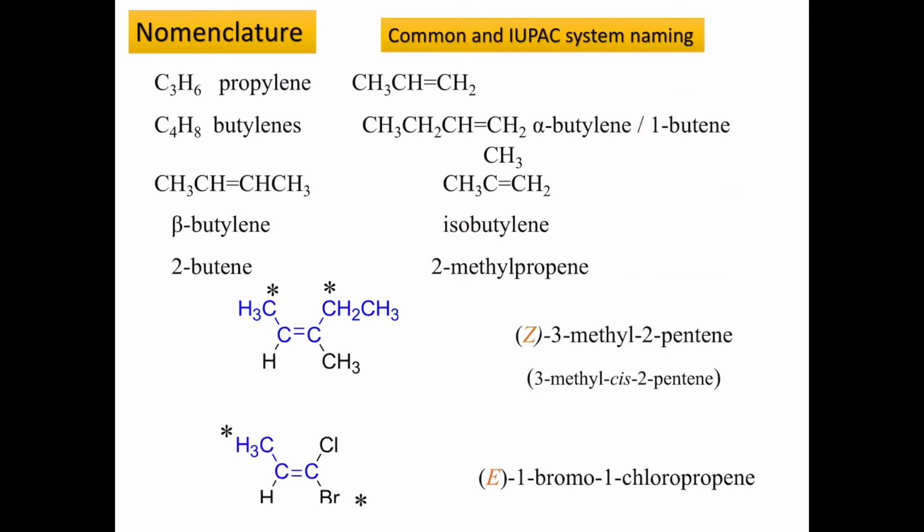We have some common nomenclatures. That means we have some alkene compounds whose names have been derived from the origin of discovery, or the first time that scientists have known it and named it.